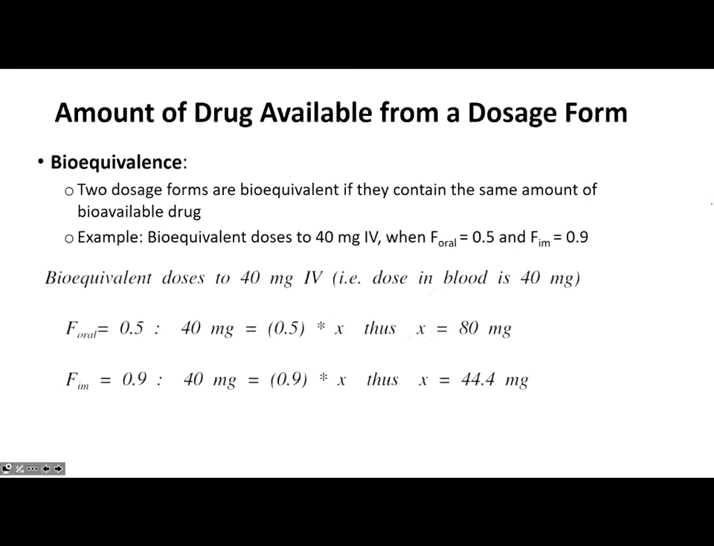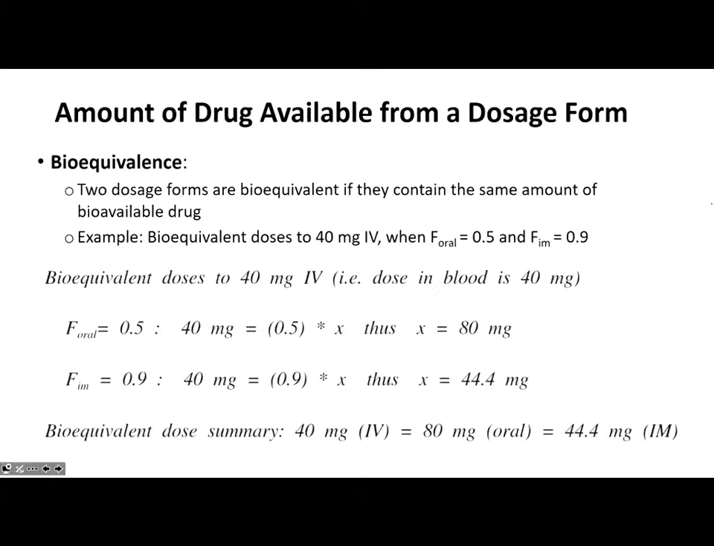So we'll just divide the 40 milligrams by the F factor. So 40 divided by 0.5 tells us if we want 40 milligrams to make it in the blood, we have to give 80 milligrams orally by mouth. And if you look down below for the IM form, if we want 40 milligrams to make it into the blood, then the IM shot would have to have 44.4 milligrams. Does it make sense why you have to give more by that route? Because not all of it makes it into the blood. Okay, so this is typically how you would use the idea of these F factors to calculate those.